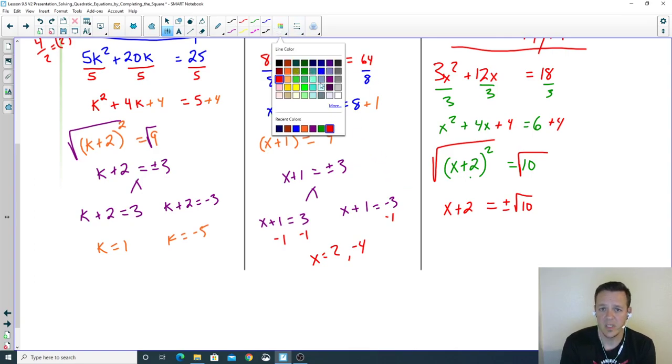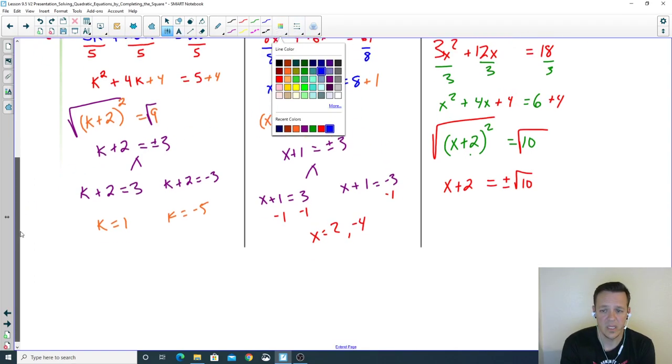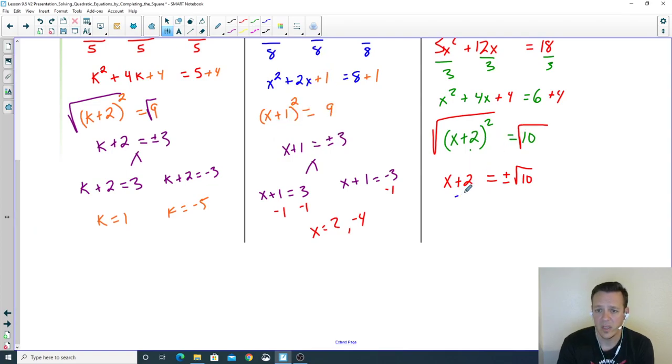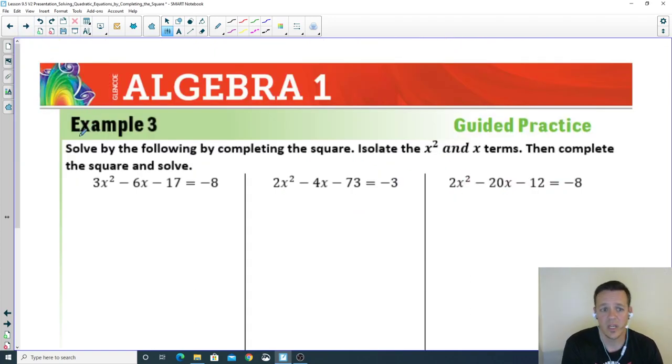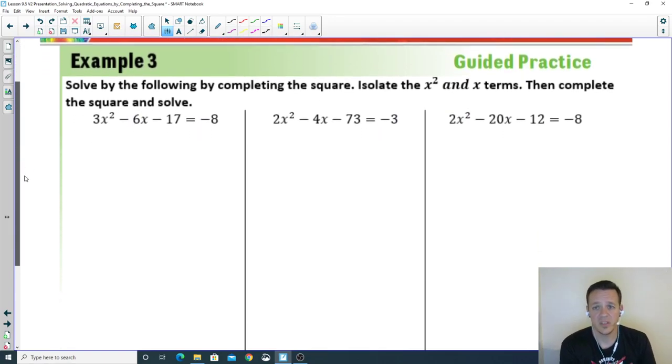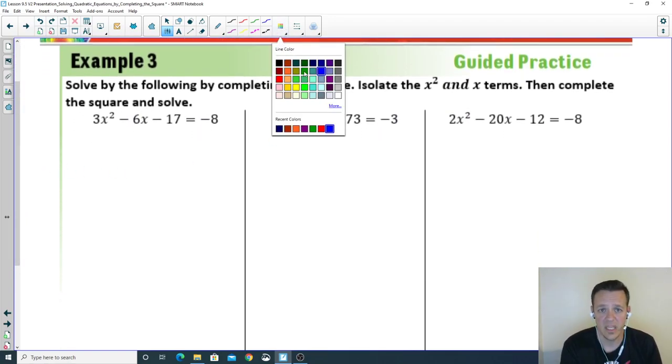And so instead of me showing you guys the problem repeatedly again, I'm just going to do a quick math here. -2, -2, and that's your answer, right? Plus or minus the square root of 10 minus 2. Okay, now what I want to make sure you guys do is work on these guided practices, and then pause the video, and then we'll give you the answers, and we'll go from there.